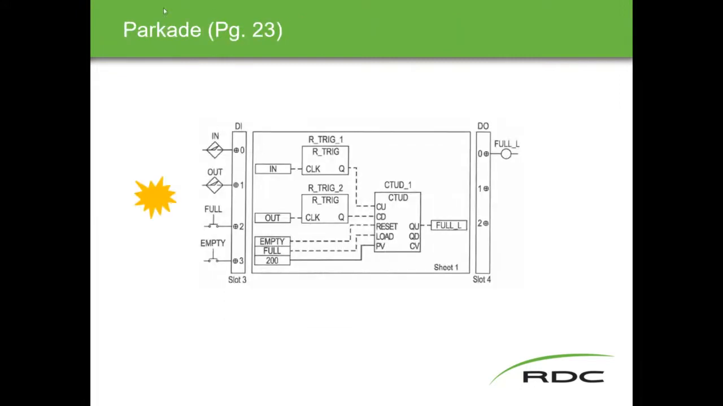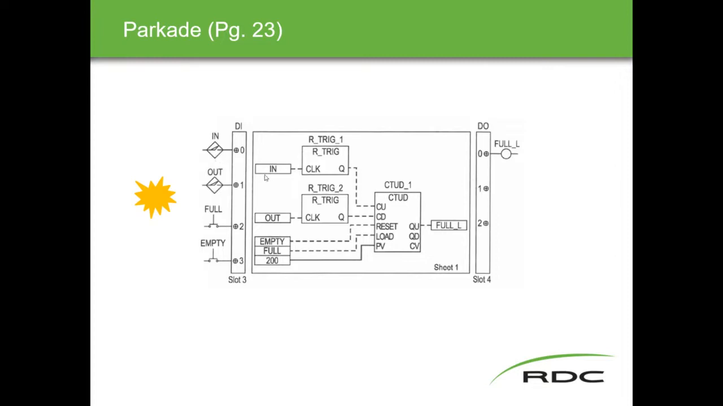Okay, so here's an example, a parkade, transfer from ladder to block. So what do we have? We have a full light in a parkade. Our goal is to turn on the full light. How do we turn on the full light? What do we got for inputs here? We've got a proximity switch here, it looks like, for a car coming in. I've got a proximity switch, or a motion switch, or some kind of a switch anyway, counting cars that are going out. I have a button for full, and I have a button for empty. So the full button and empty button are probably sitting inside the parkade guy's shack. And then we have the in and out switches sitting by the garage doors of the parkade.